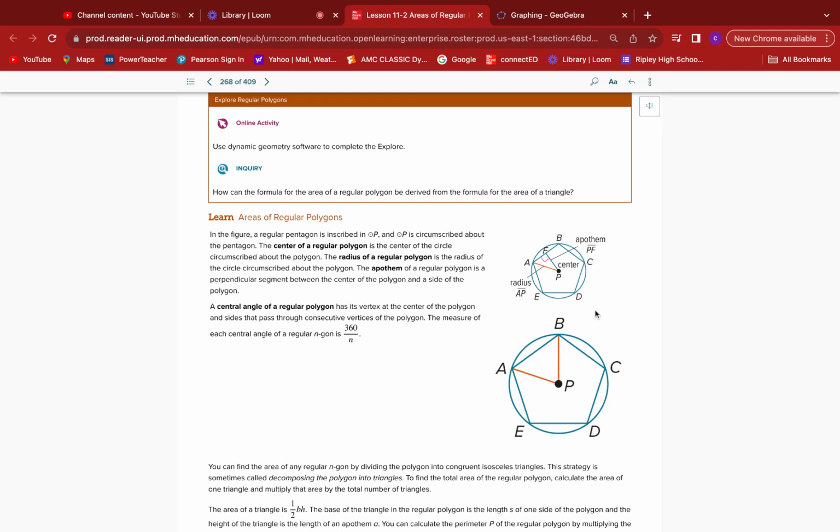All right, so with that being said, the apothem is not the radius. This is your radius. The apothem is the segment that is from the center to the perpendicular side of AB or BC or CD, whatever, one of the sides of the polygon.